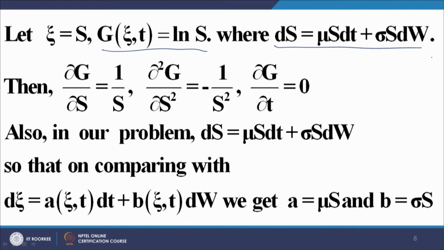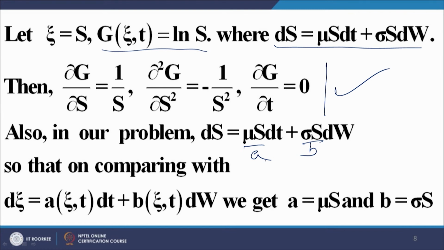Now, clearly the first partial derivative of g with respect to S is equal to 1 upon S, and the second partial of g with respect to S is equal to minus 1 upon S squared. And since g is not an explicit function of time, the partial derivative of g with respect to time is equal to 0. So, this all is elementary. Also, in our problem, dS is given by mu S dt plus sigma S dW. So, a is equal to mu S and b is equal to sigma S.